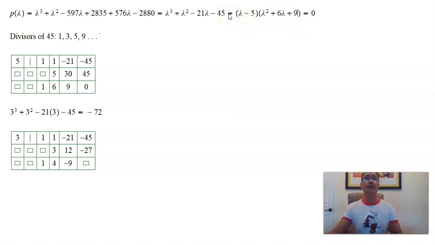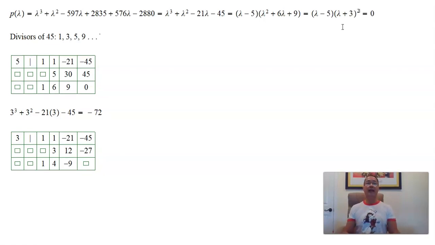But of course, I hope you recognize that that second factor is a perfect square. So that is lambda plus 3 quantity squared. Aha. Okay. So therefore, we get our eigenvalues. They have to be 5 and negative 3. There you go. Lambda equals 5 and negative 3. Put them in increasing order. Negative 3 goes first, followed by 5.